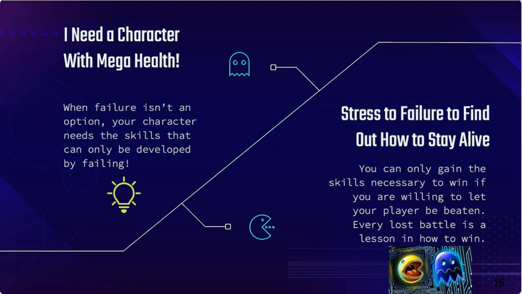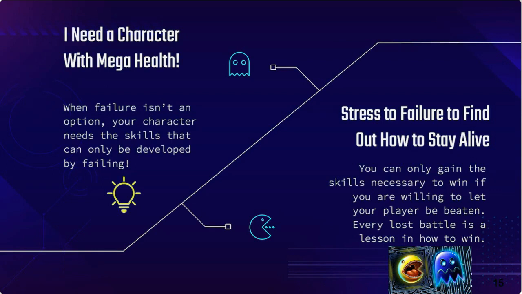Now, we've talked about the value of doing rapid thermal cycling as part of your environmental stress screening, and the significant added value when you combine vibration with that thermal cycling. But now, what do you do when you need to take your testing up yet another level? You need a character with mega health, when failure just isn't an option. Well, this is when you learn that stressing to failure is how you find out how to stay alive. When you're playing, if you're not willing to let your player be beaten, then you never learn how to make your player better. Every lost battle is a lesson in how to win.